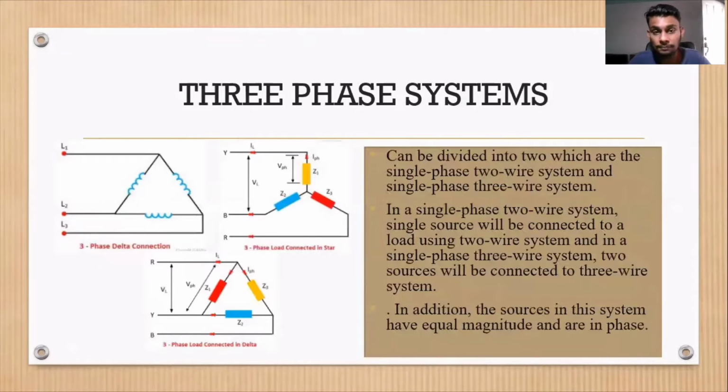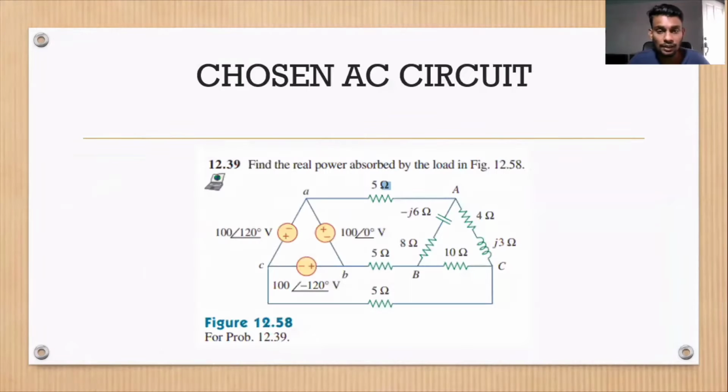On the other hand, three-phase systems can be divided into two, which are the single-phase 2-wire system and single-phase 3-wire system. In a single-phase 2-wire system, a single source will be connected to a load using a 2-wire system, and in a single-phase 3-wire system, two sources will be connected to the 3-wire system. In addition, the sources in this system have equal magnitude and in phase. As you can see on screen, this is the circuit we have chosen from the textbook, figure 12.58 for problem 12.39.